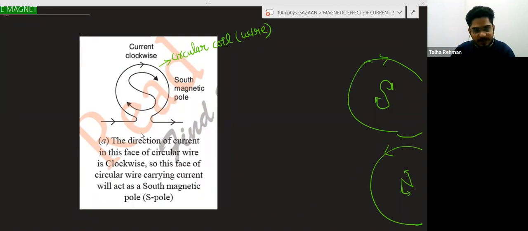Now you can see here, if the current is in the clockwise direction in the circular wire, if you are observing this wire and you see that the current is in the clockwise direction, then this face of the wire will be south pole, and the opposite face, the face on the other side, will be the north pole. So north pole and south pole are there, which means it is behaving as a thin, small, disc type of magnet.